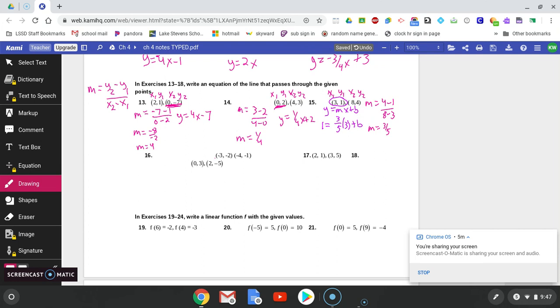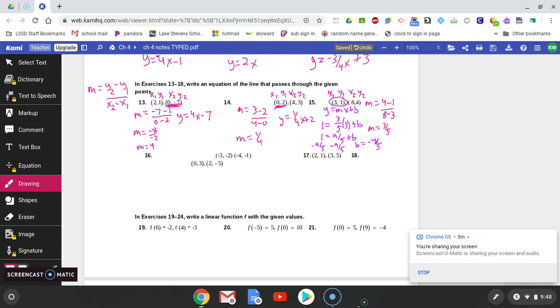And then I don't know what b is, so I have to find b. Because I have every other thing replaced with a number, there's no more variables, I can solve that equation now for b. So this gives me 9/5. And so to get b by itself, I'd subtract 9/5 from both sides. And when I do that, I get b is equal to -4/5.